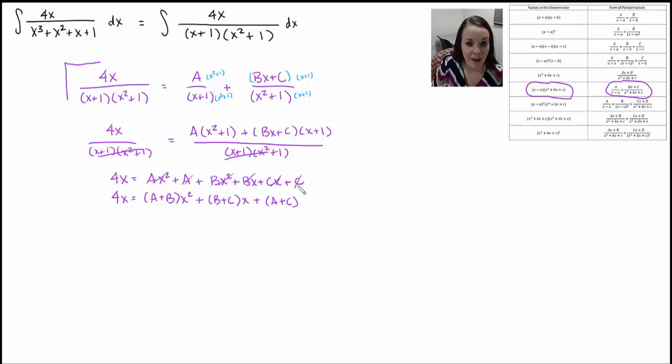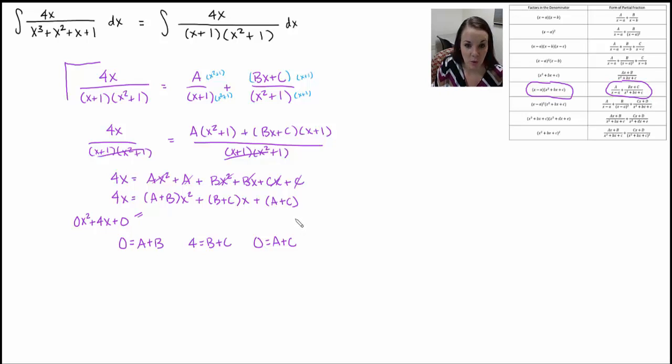And then I compare to my left side. So this would be the same as saying I have 0x squared plus 4x plus 0 equals this. So I can bring down the 0 equals a plus b. That's my x squared term. The 4 equals b plus c. That's my x term. And then 0 equals a plus c. That's my number term. So I compared each of the coefficients on the left side and set them equal to the coefficients over on the right side.